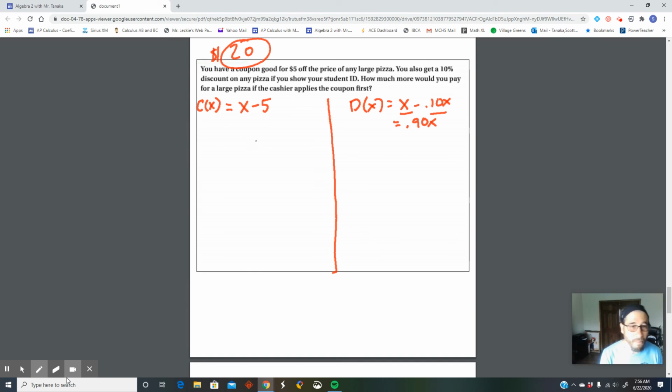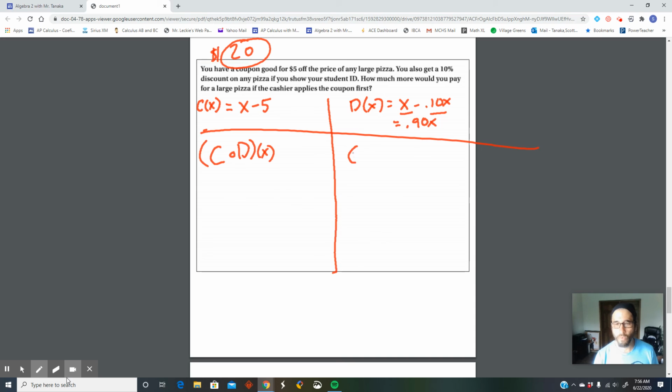But you know what's awesome about this store is I can use both. But the question is, which one do we want to do first? So we're going to check it out here. For this example, I'm going to set up a composition of two functions. Why? Because I want both the discount and the coupon, right? So let's say this time we're going to go C composite D of X, and then over here, I'm going to do D composite C of X.